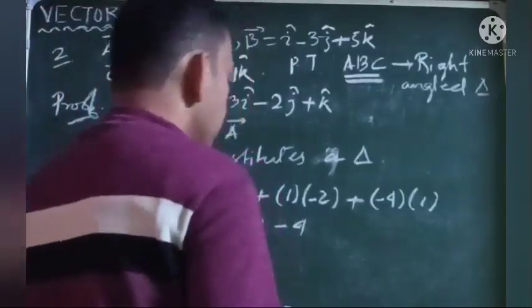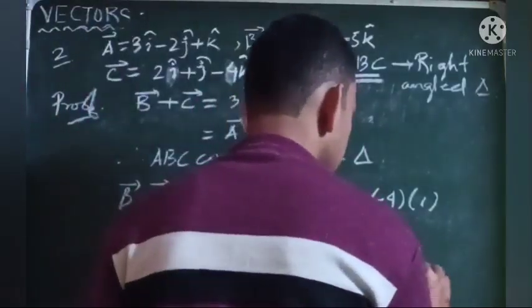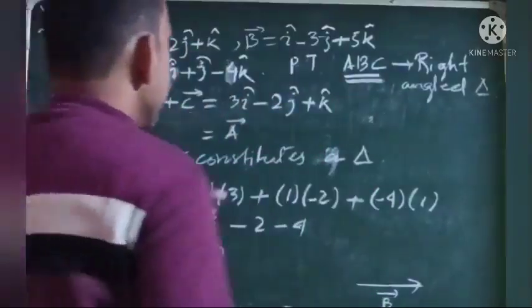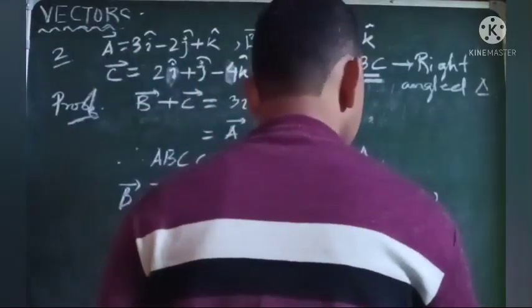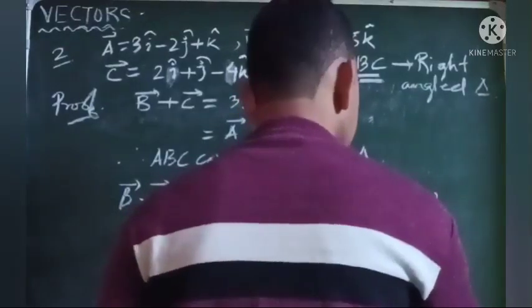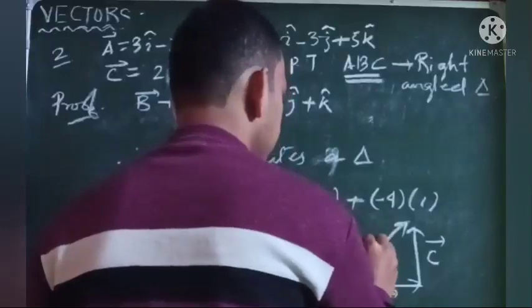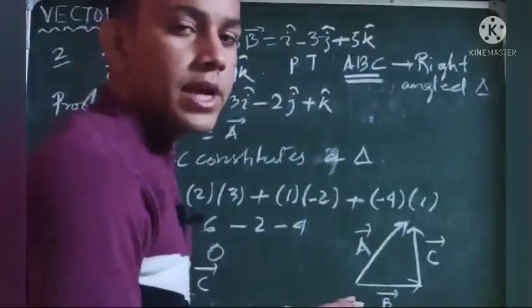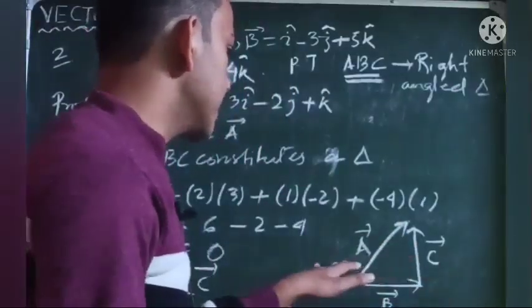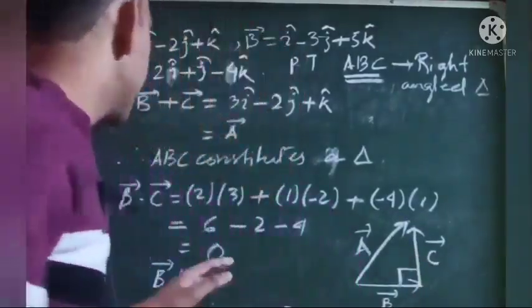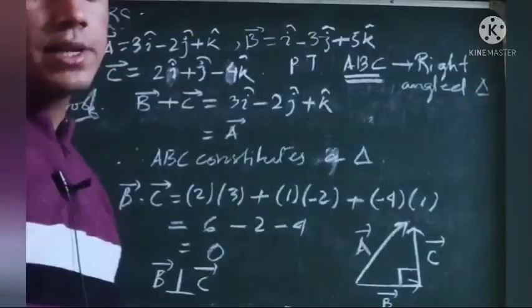Now we can draw the figure also. Suppose this is B vector, and we have also learned that B plus C is going to be A vector. This is C vector, and this is A vector. From this diagram, by triangle law of addition, you can see B vector plus C vector is A vector, and B vector is perpendicular to C vector. So we have proved that ABC forms a right angle triangle.